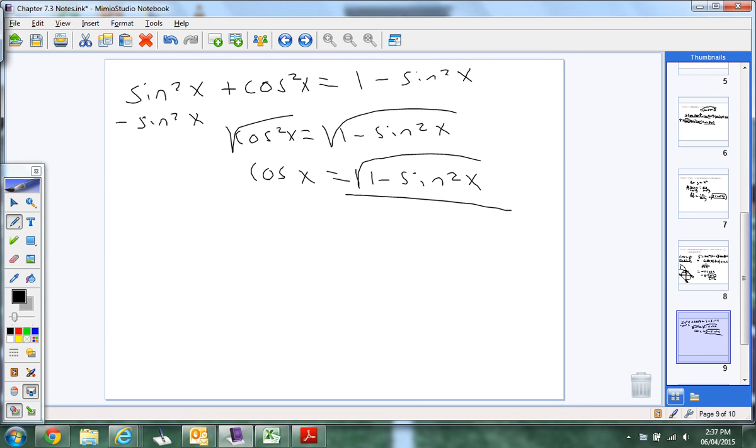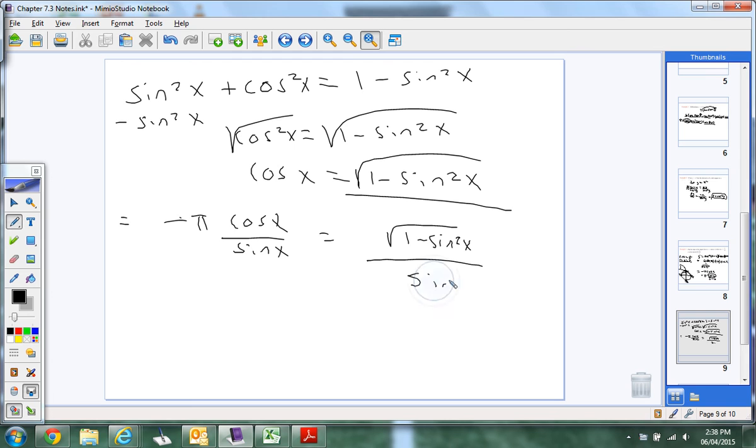Actually, let me rewrite this. I'll stay on this page. So we are at negative pi cos x sine x. That's where we're at. And what I'm going to do is write the square root of 1 minus sine squared x, all over sine x, so it's all in sines. I do have a pi in front. I'll keep that there.